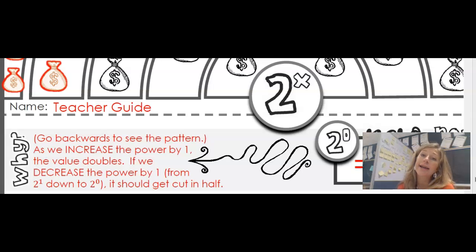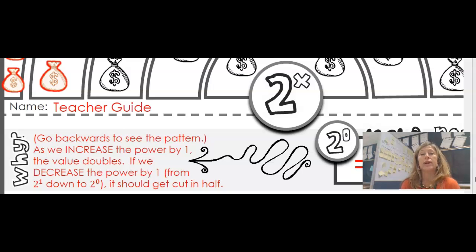So this is the part I need you to write in this space. It's really too hard for me to write it out, so I'm going to leave it up here for a few seconds. But read along with me when we are writing this. Obviously, we're going to go backwards to see the pattern. As we increase by the power of 1, the total value is going to double. But if we go backward and we decrease by the power of 1, we should cut it in half. So from 2 to the first power down to 2 to the 0 power, it should cut in half.